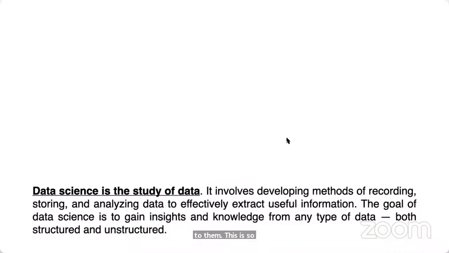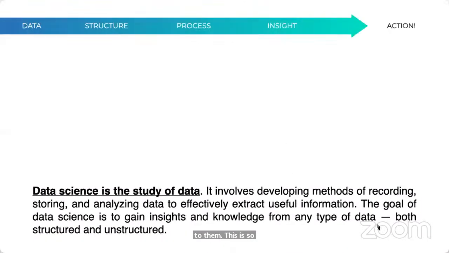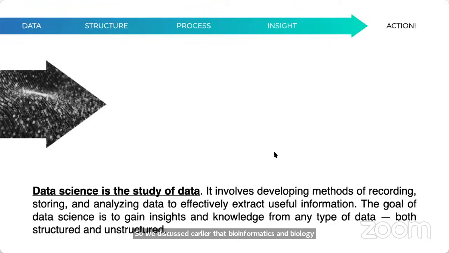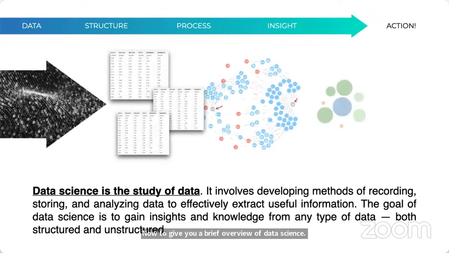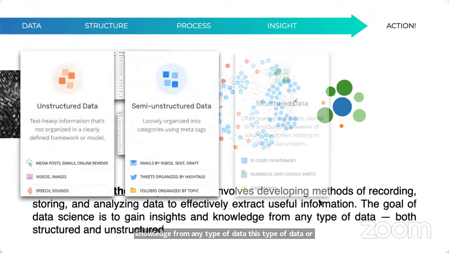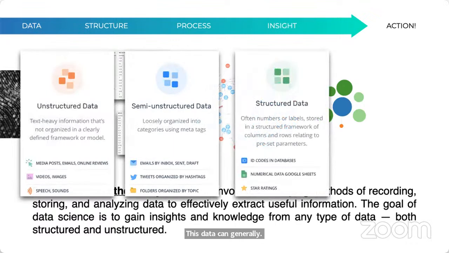So we discussed earlier that bioinformatics and biology actually acquires the properties of data science. Now, to give you a brief overview of data science, we know that data science involves developing methods of recording, storing, and analyzing data to effectively extract meaningful and useful information. The goal of data science is to gain insights and knowledge from any type of data. This data can generally be structured, unstructured, or semi-structured.